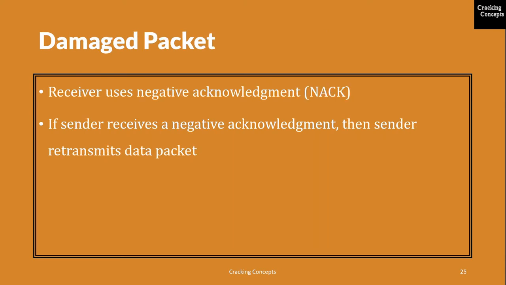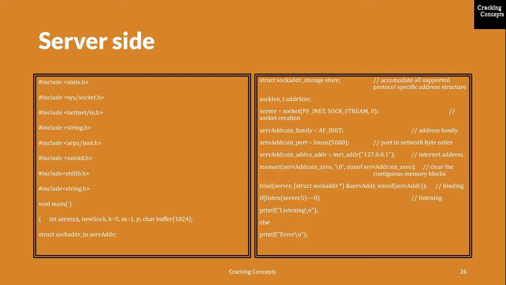Next is the problem of damaged packet. When the sender sends the data packet and receiver receives it, but received data packet is corrupted, then the receiver will use a negative acknowledgement. So, if the sender receives a negative acknowledgement, then the sender will retransmit the data packet.